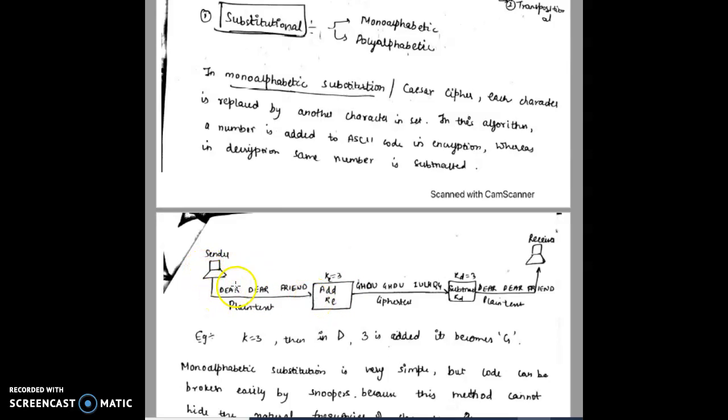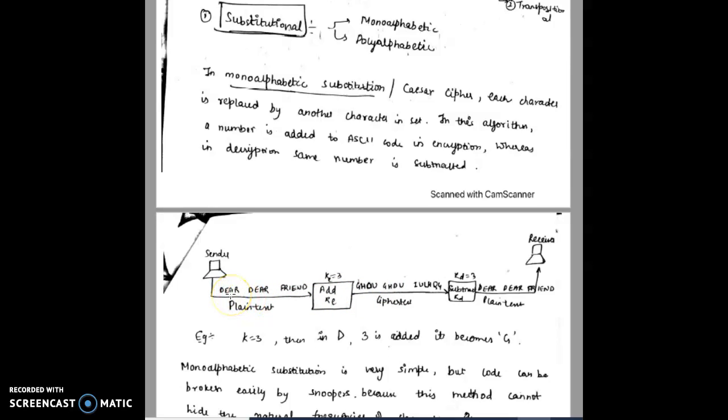D is your, after D you will add 3. E is your first, F is your second character, third character is G. So here you can see ciphertext first character becomes G. Then is your E. If you add 3 in E, first F, then G, then H. So E is replaced by H.